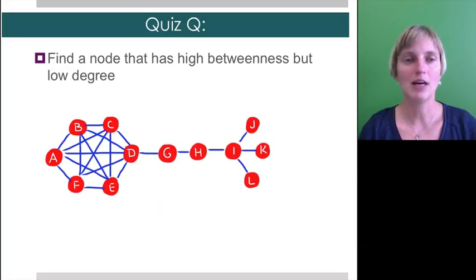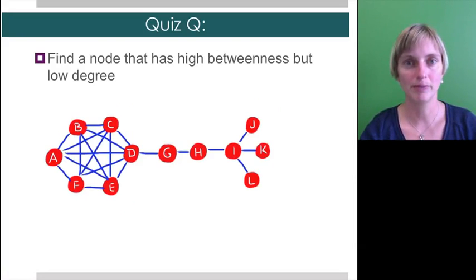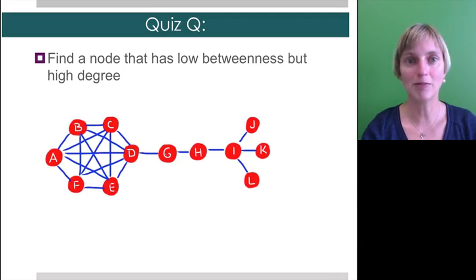Another quiz question. Find a node that has high betweenness but low degree. And now find a node that has low betweenness but high degree.